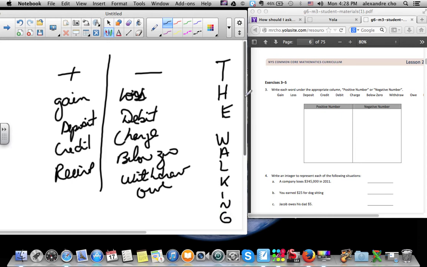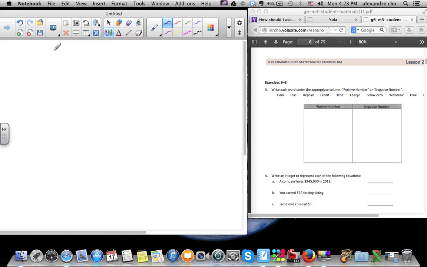Okay, let's continue. Write an integer to represent each of the following situations. A company loses. Well, obviously, if it loses, it's negative 345,000. You earned, you made, so that's 25. You owe, or Jacob owes, would be negative 5.